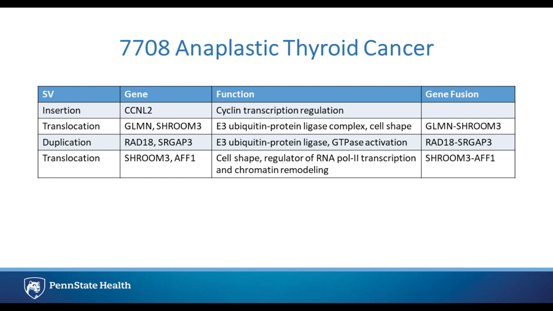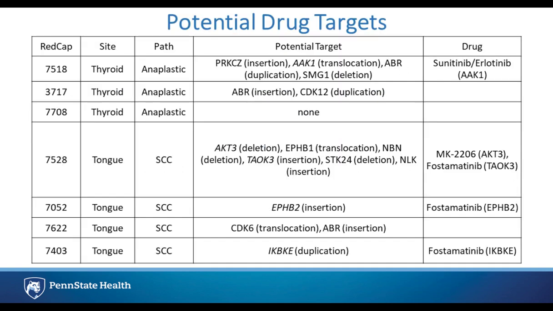Taking a closer look at these genes, we can see there's an insertion in the CCNL2 gene involved in cyclin transcription regulation, as well as a duplication involving RAD18, ubiquitin protein ligase. One of the ways we can further analyze data using genome imaging is to apply different bed or mask files. And so one potential file identifies structural variants that are involved in different kinases. And so this can represent potential drug targets.